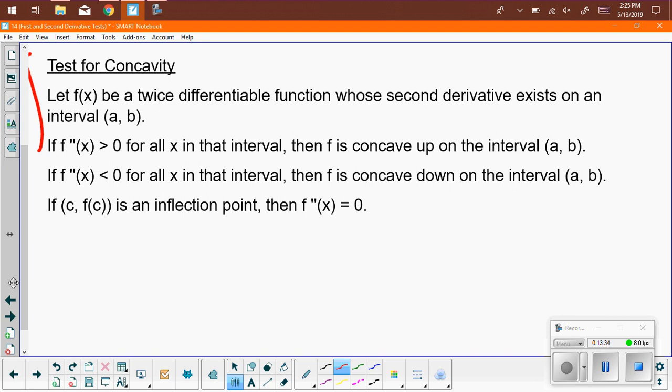Now, just like for max and min, the statement doesn't really work the other way. If I know the second derivative is 0, it could be an inflection point, but I have to check. Just like for the first derivative, when I have a critical point, it could be a max or min, but it doesn't have to be. I have to check.